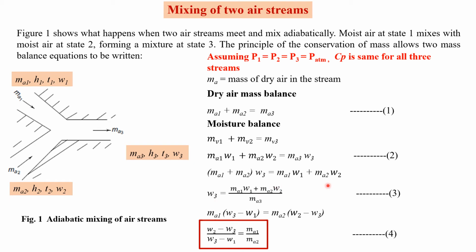With the help of equation number 2 and this particular equation, we can always express it in terms of Ma1 and Ma2, eliminating the Ma3. So we get Ma1 into omega 3 minus omega 1 equal to Ma2 into omega 2 minus omega 3. So from here we express the difference of the two specific humidity values in terms of the ratio of the mass of the first air stream and the mass of the second air stream. So it is going to be expressed as omega 2 minus omega 3 divided by omega 3 minus omega 1 is equal to Ma1 upon Ma2. This is going to be my equation number 4.